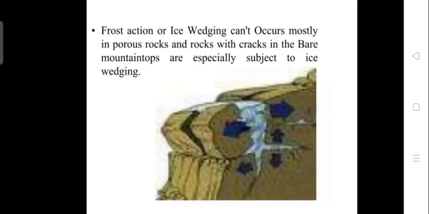This is the diagram representing the frost and ice wedging on the rock. These cracks may fill up with water during the day, and it slowly freezes during the night. So this action takes place for a long period. Slowly this started to increase the crack of the rock. Slowly the rock began to fall apart.